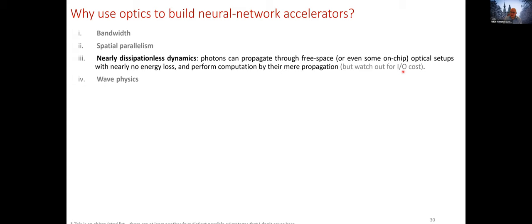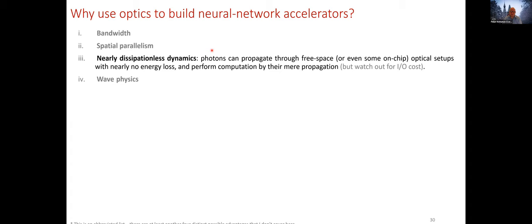And something you really need to be careful about, of which I'll give more examples later in the talk, is that you really have to watch out for the input-output cost. What I mean by this is you still need to get your information into optics in the first place. And once you've sent your light through a lens, for example, you need to somehow detect it, maybe with a camera, and convert it back from optics to electronics. You need to account for these costs when you're designing the system. So dissipationless dynamics sounds really promising. It sounds like we'll be able to build very, very energy efficient computers using optics, and we believe that should be true, but you don't get it totally for free. You need to be careful in the engineering.